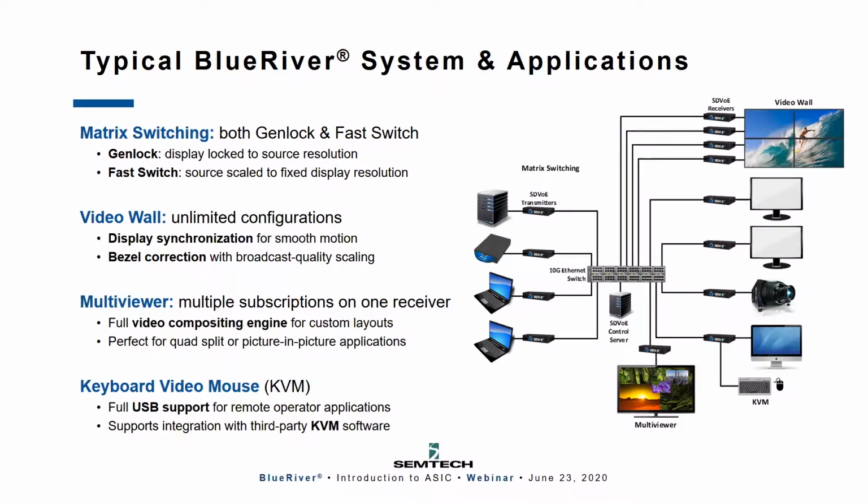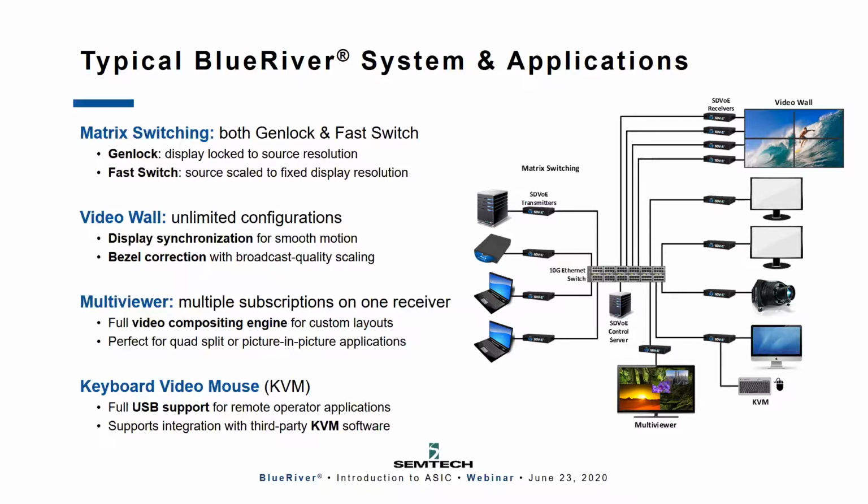Again, another advanced feature shown at the bottom here in the diagram would be multi-viewer. The nice feature about doing things over IP is it's all subscription based. And the receiver that's driving that multi-viewer can subscribe to as many sources up to the bandwidth limit of the 10 gigabit Ethernet network. And then inside that receiver, there's a full video compositing engine that allows you to do any kind of custom layout. This is perfect for doing applications such as quad splits or picture-in-picture. So you can see you just need one receiver connected into the network, and you can subscribe to multiple sources to provide very powerful multi-view applications.